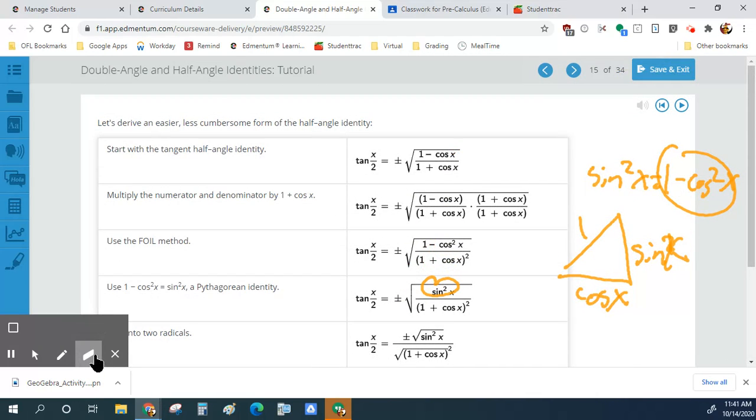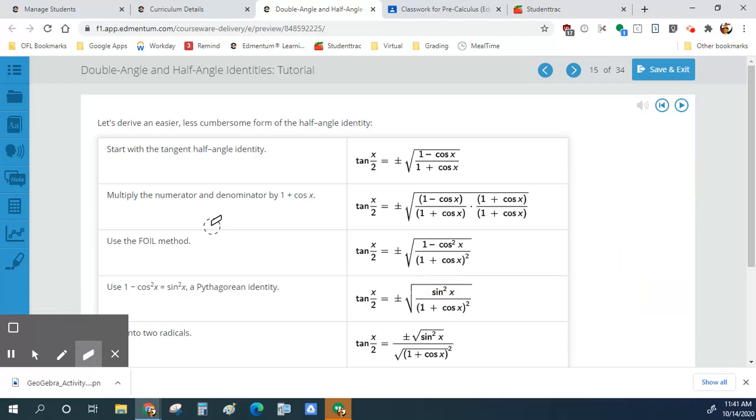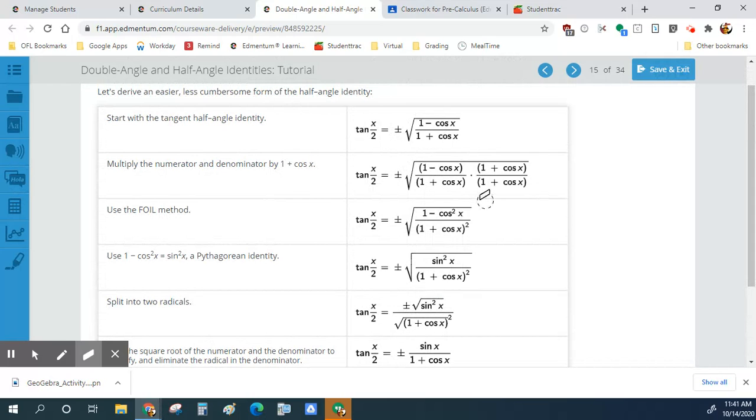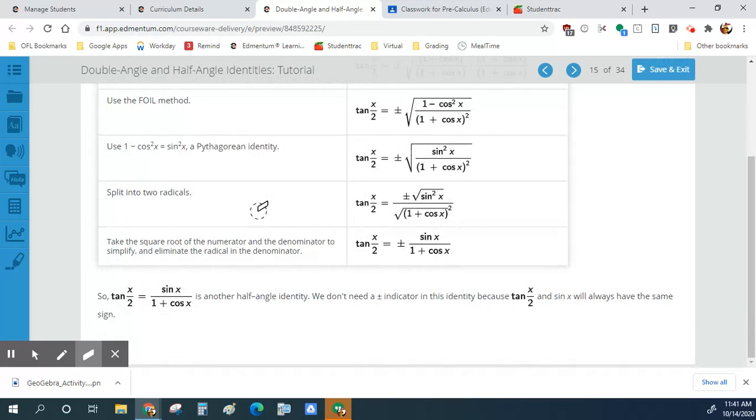Again, I don't know how much they're going to make you do deriving, but I would review this because sometimes on the mastery test, what they do is like, what part did they mess up on this proof? All right, so moving on.